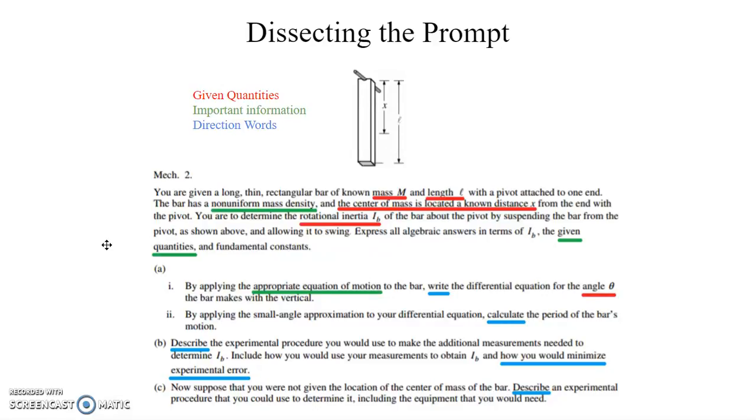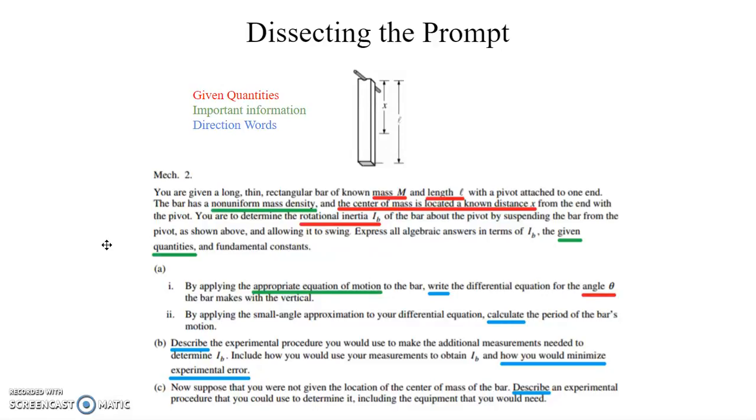So I went ahead and color coded my three key sets of information. The first important info is the given quantities we were given. As it states at the very end of the prompt, we must express all our algebraic answers in terms of the rotational inertia, the fundamental constants, and the given quantities. In this case, the given quantities include that the bar has a mass of m, a length of L, a rotational inertia of IB, and a center of mass that is located a known distance x from the end of the pivot.